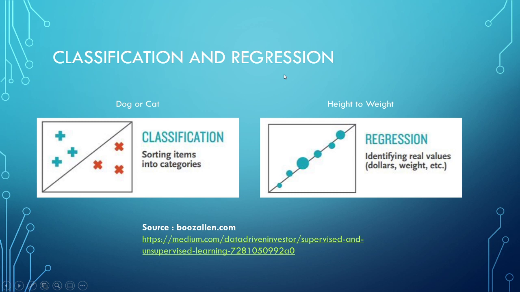With supervised learning, there's classification and then there's regression. In this example, it's dog or cat. Classification is just sorting the items into categories. And with height to weight, regression is identifying real values. Generally, to leverage this, there needs to be a strong correlation between the two variables. Height to weight generally has a strong correlation. The taller you get, the more you weigh, generally.